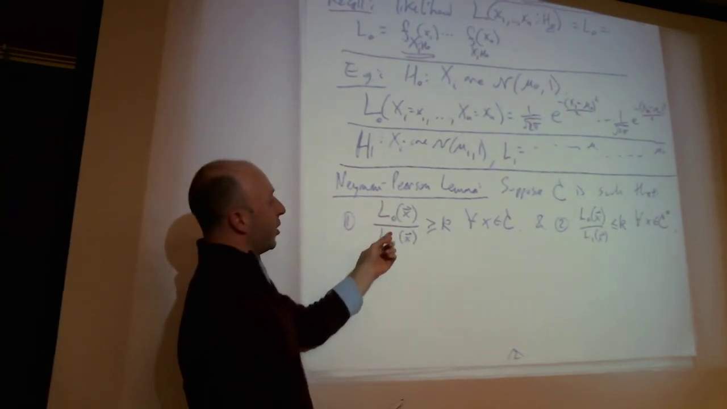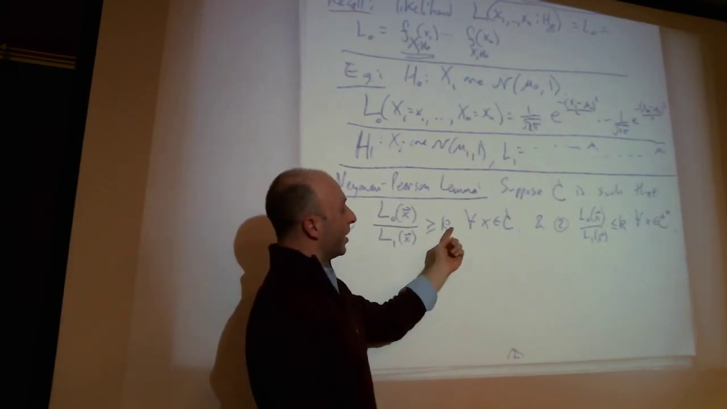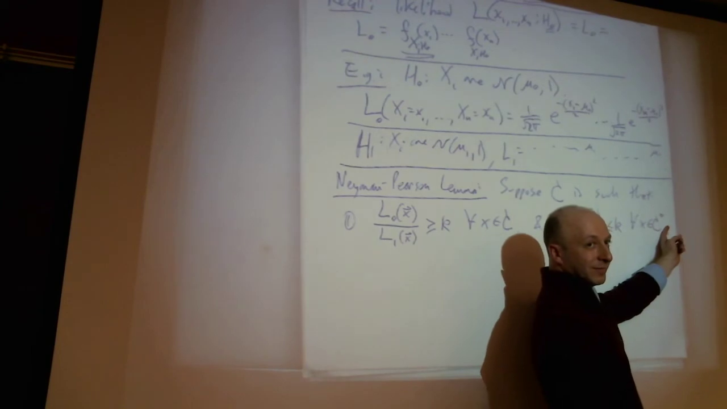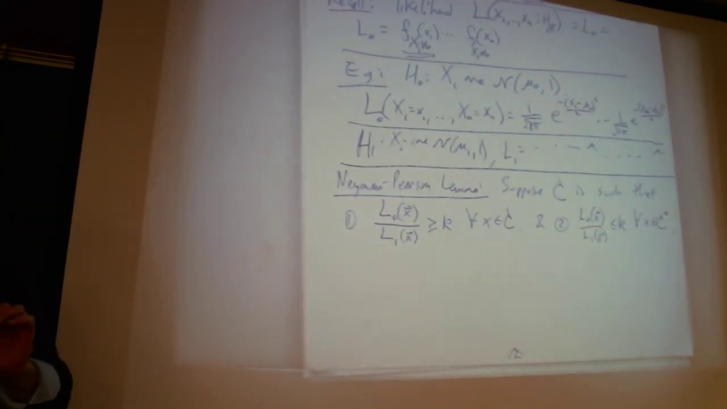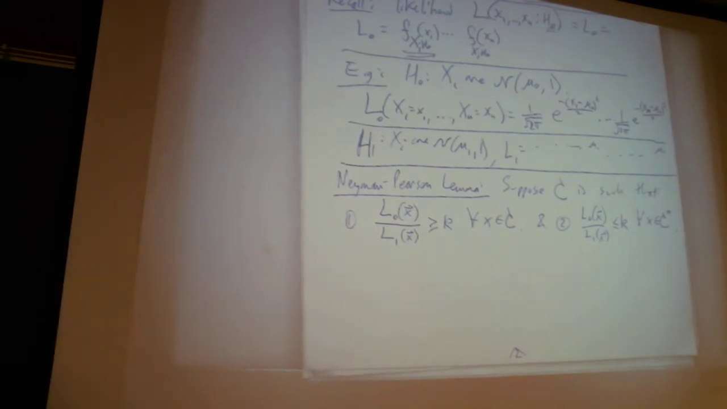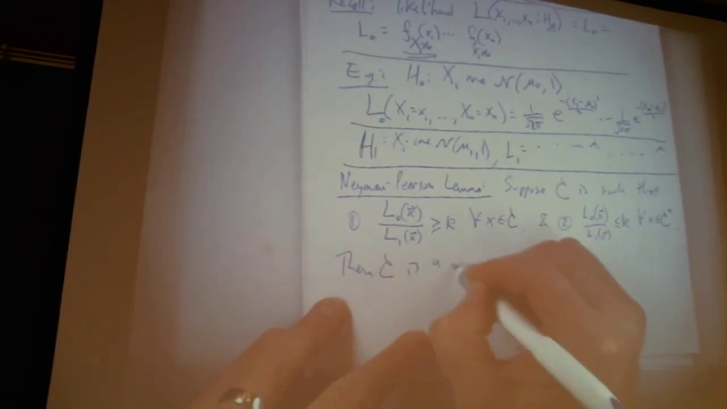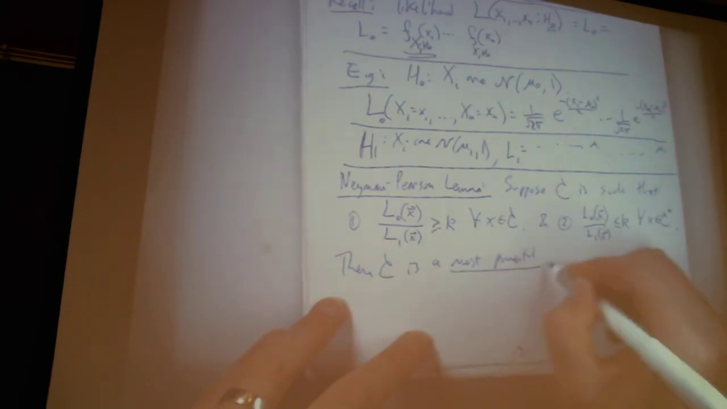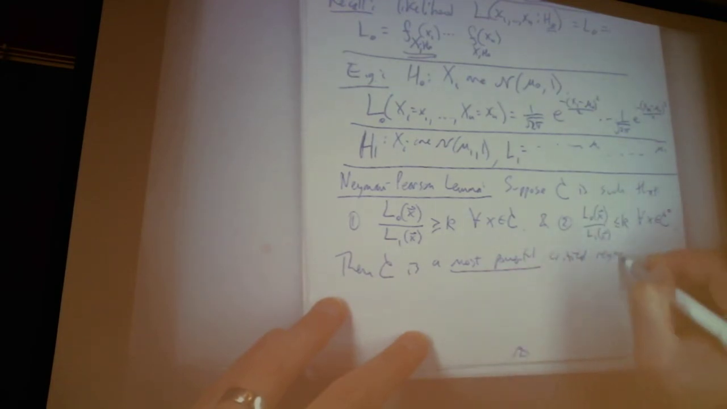So if this ratio of the likelihood of h0 to the likelihood of h1 is at least something in the critical region, and at most that same thing outside the critical region, then C is a most powerful critical region for testing h0 against h1.